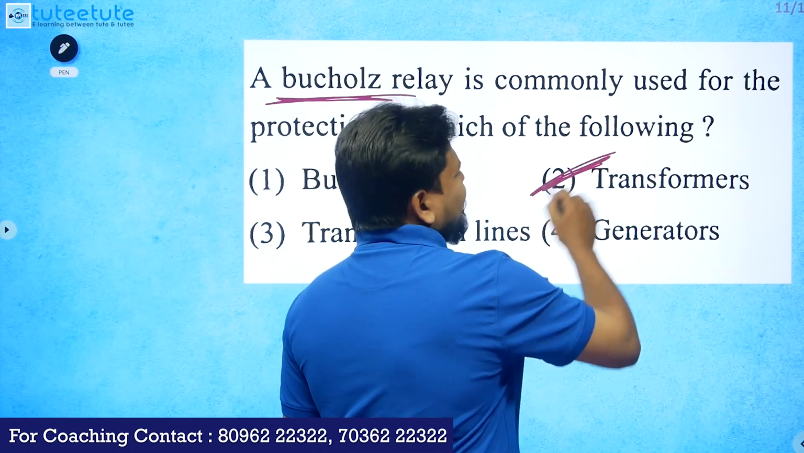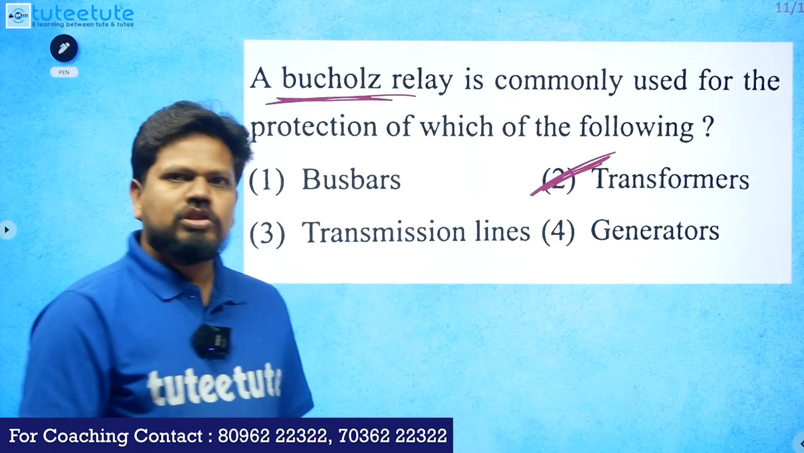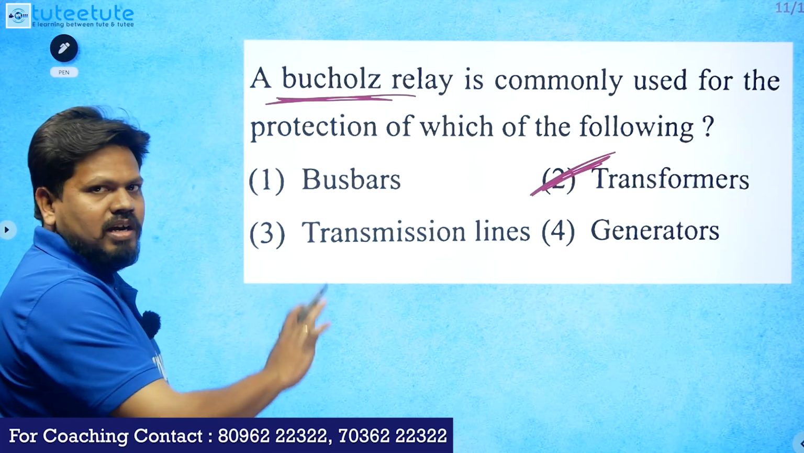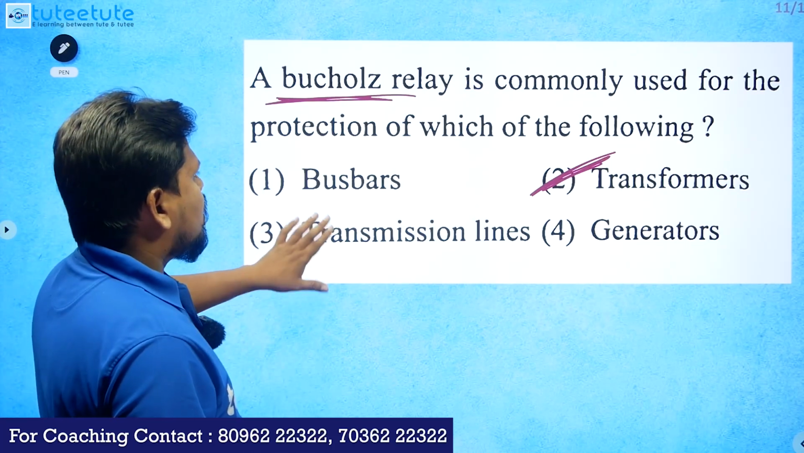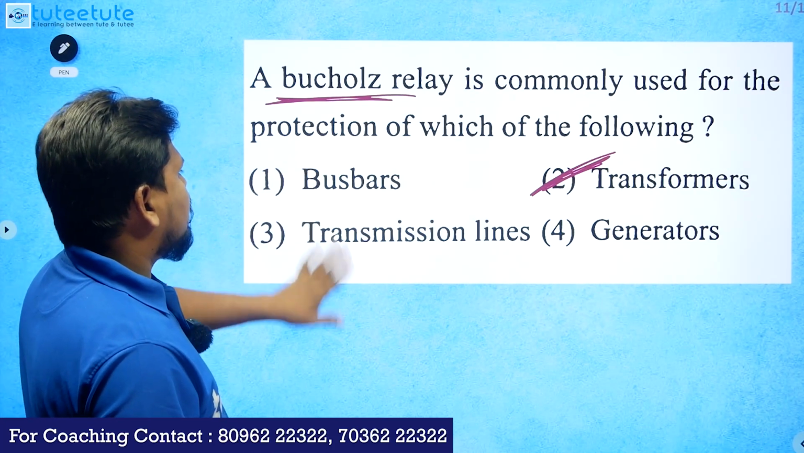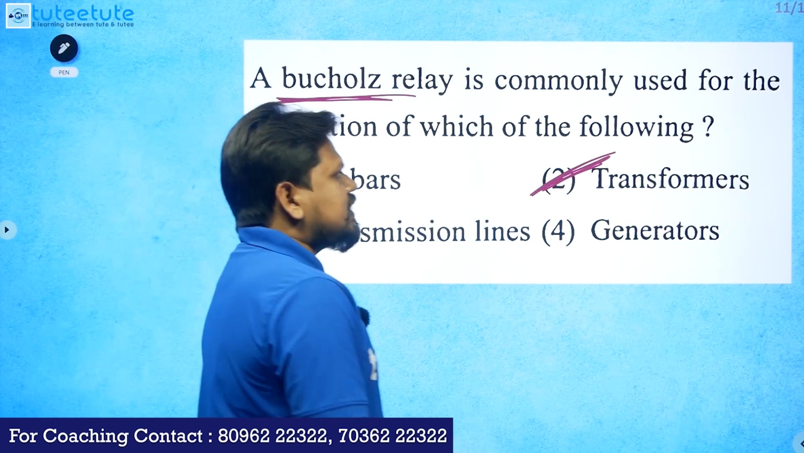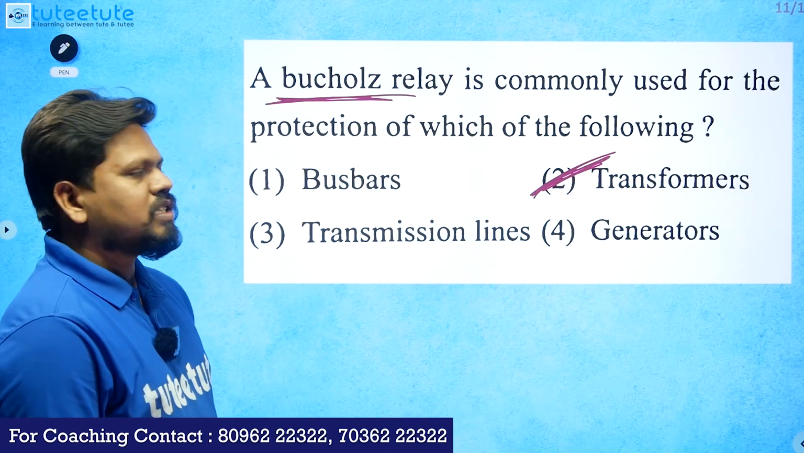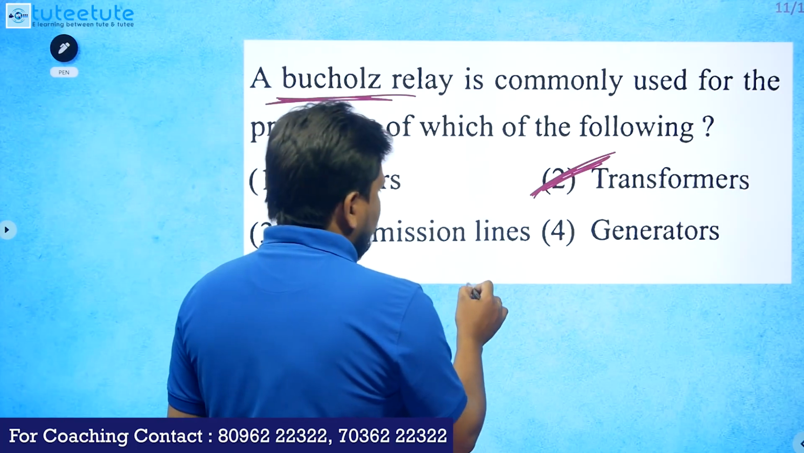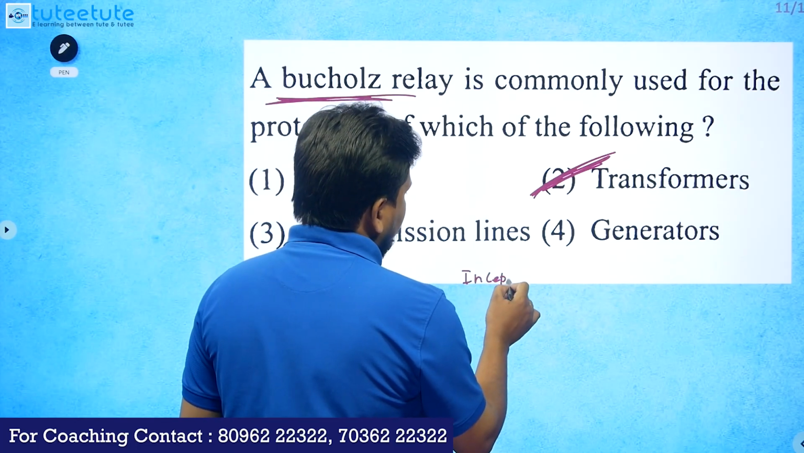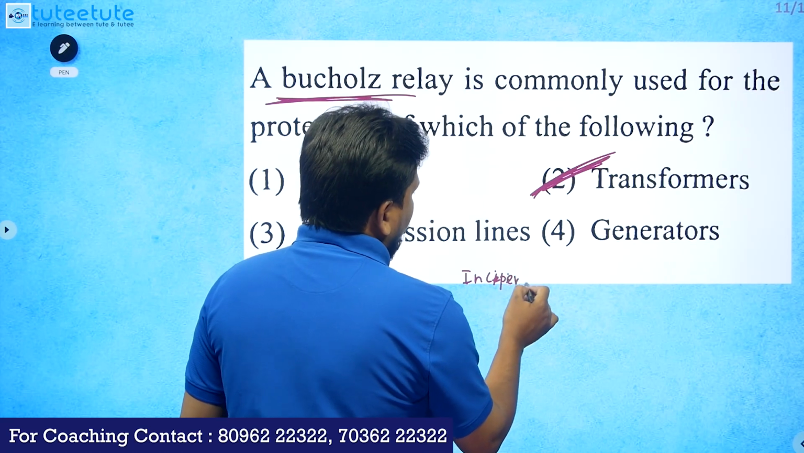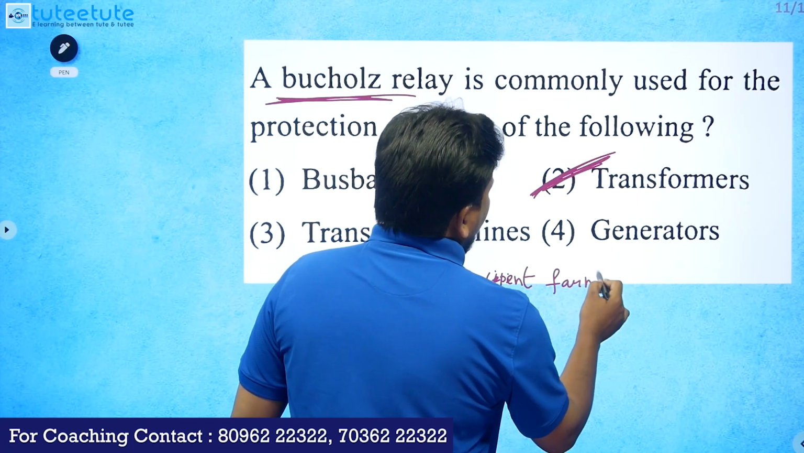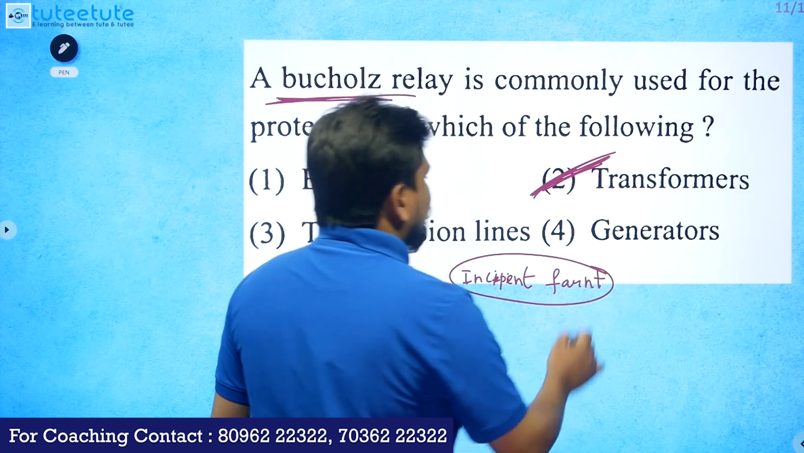We can use it in generators also. In transmission lines and bus bars it is directly not required. But in transformers, you may ask which type of faults it will recognize: incipient faults. Incipient faults means very small faults.